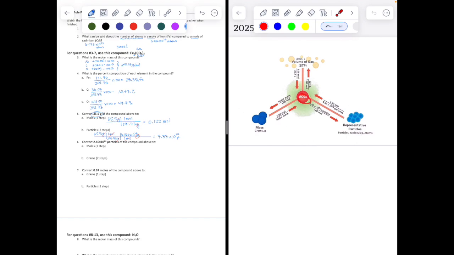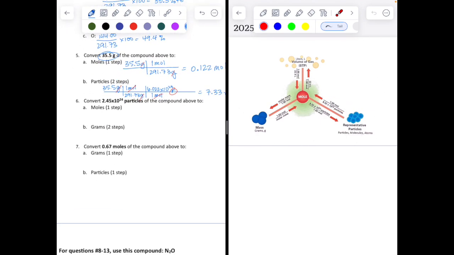And then once we get to moles, we're going to go to grams. So we're going to go down here. I'm going to use this one, the arrow going this way: molar mass over 1 mole. Our molar mass that we found in number 3 is 291.73 grams over 1 mole. This will be our second one. Our first one is going to be 1 mole over Avogadro's number. So let's go ahead and set that up.